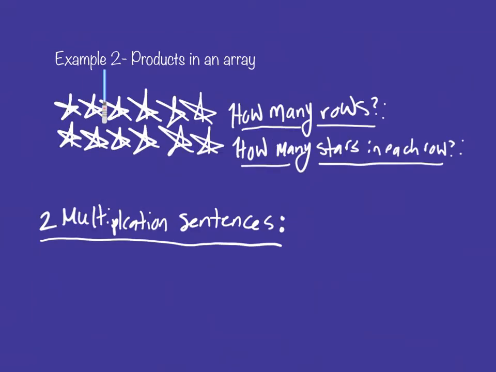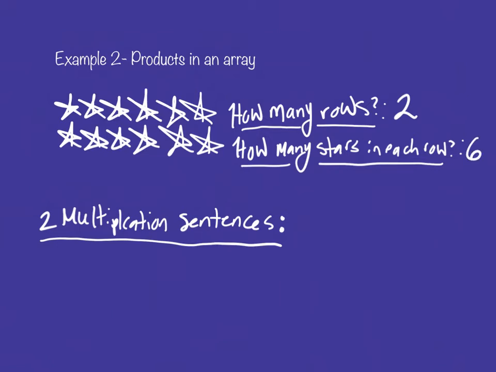Now, for example 2, we have products in an array. So, as I've drawn here, I have a couple rows of stars. How many rows are there depicted? Well, if you said 2, then you're correct. How many stars are in each row? I'll give you a second to count. Did you get the answer? Well, there's 6 stars in each row.